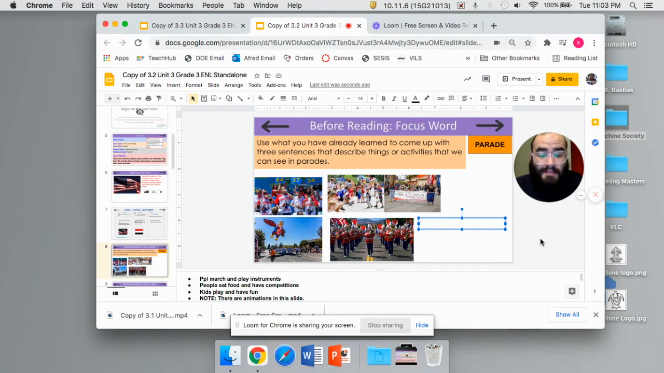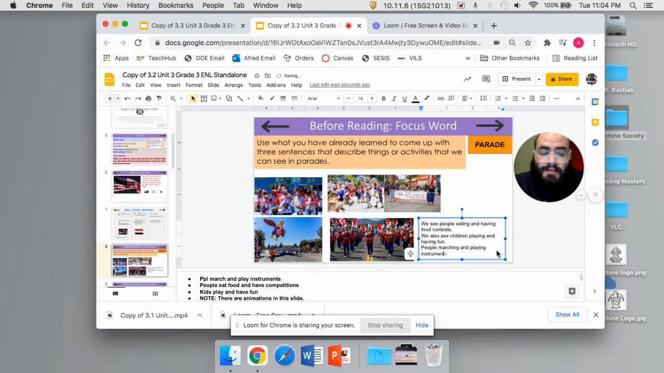So in parades, sometimes we see people eating and having food contests. Just like we can see right here, there are people having a hot dog eating contest. We also see children playing and having fun, as you can see here. And the last thing we see is people marching and playing instruments right here. Those are all things that we can see at parades.